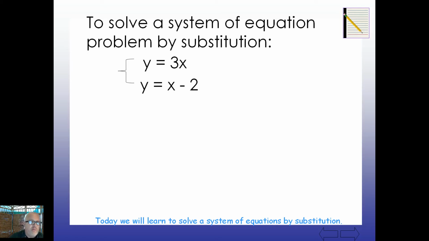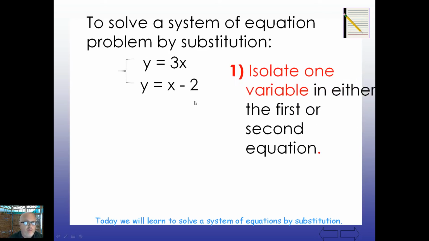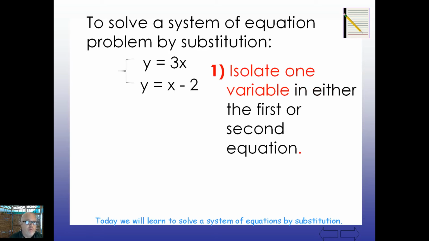So here's a system: y equals 3x and y equals x minus 2. Looks to me like we have a value here for y. So step one, what's in red here, you might want to add to your notes. Isolate one variable, in either the first or second equation. Notice in this one, y is isolated: y equals 3x. So this is telling you that wherever you see the letter y, we can plug something in for it. We can exchange it.